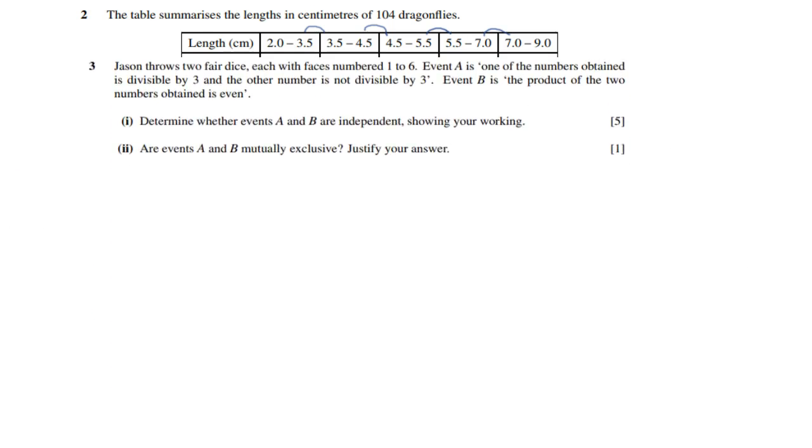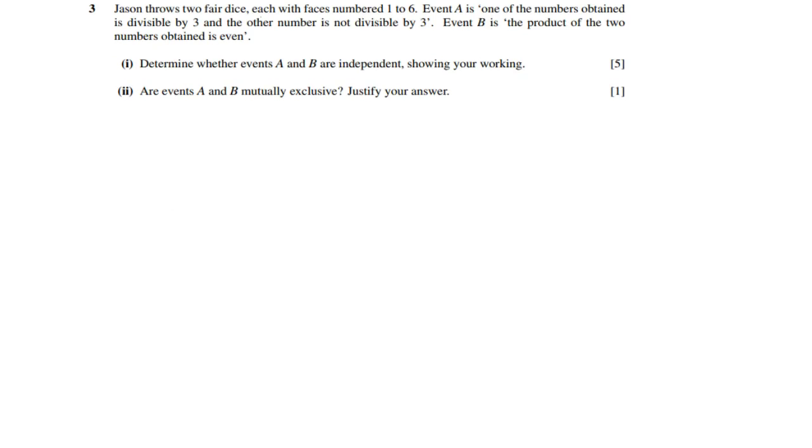All right, number 3. Jason throws 2 fair dice, each numbered 1 to 6. Event A is that one of the numbers obtained is divisible by 3, and the other number is not divisible by 3. Event B is the product of the 2 numbers obtained is even. So keep in mind, it says we want to find out if they're independent. If the probability of A times the probability of B is equal to the probability of A and B, well then we know that these are independent.